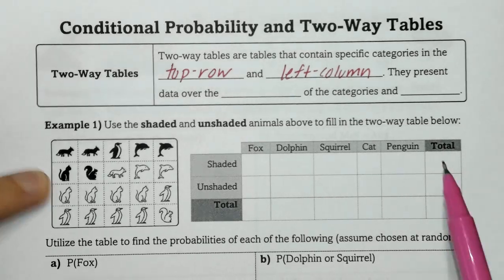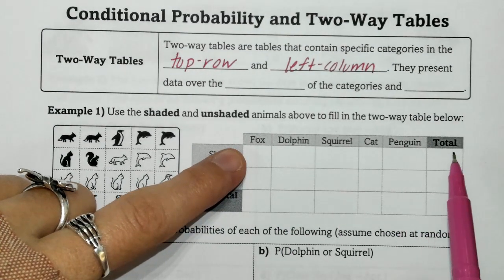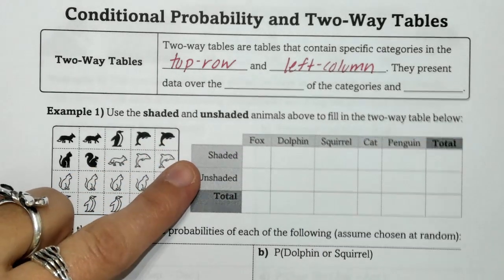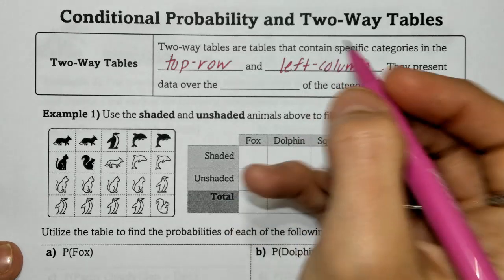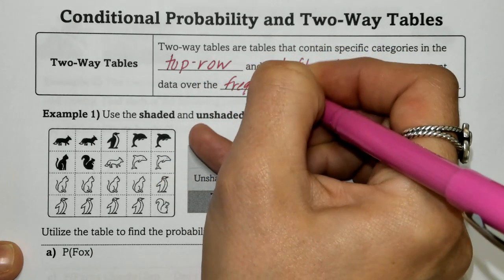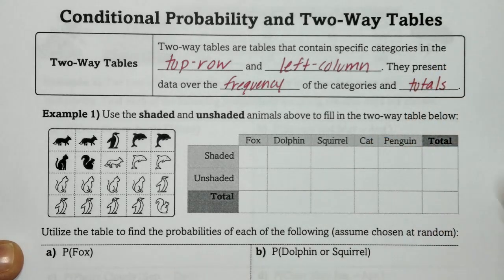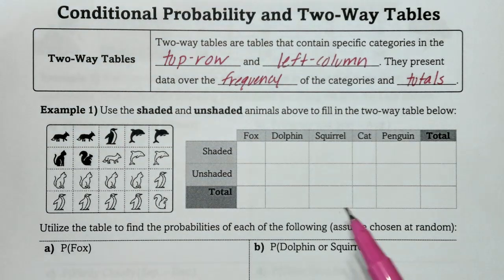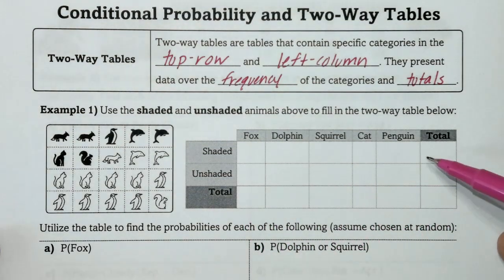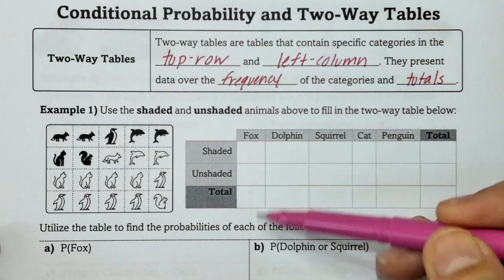So if we look down here, even though it's empty, we can still see top row means here are your categories. And then left column, we've got other categories down this way. They represent data over the frequency of the categories and totals. So we're saying how often is it a fox? How often is it unshaded? How often is it a fox and unshaded? And it's also going to have these categories of our total unshaded, total shaded, total foxes, etc.